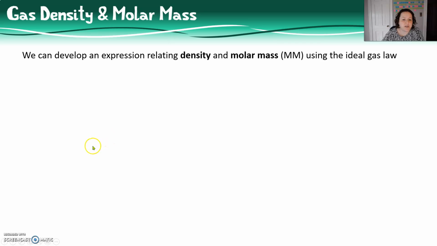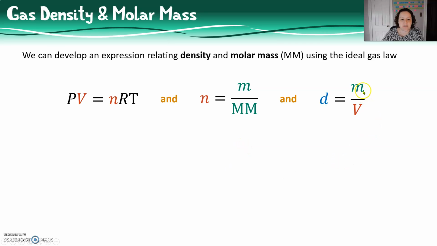To develop an expression relating the density and molar mass to the ideal gas law, we begin with the ideal gas law and note that moles and volume are two terms that will connect to the density. Recall that the moles of a substance can be determined by dividing the mass of a substance by the molar mass, and that density is just the mass of a substance divided by its volume. So there are connections between all three of these equations that we can take advantage of.